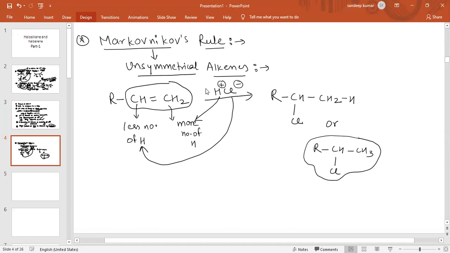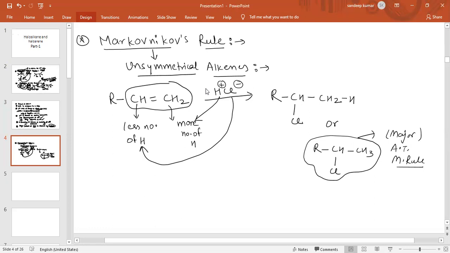This product is the major product according to Markovnikov's rule. So this is Markovnikov's rule.